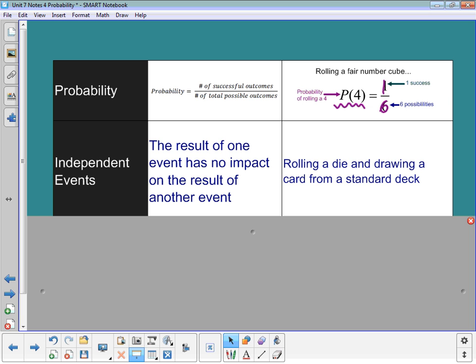So for example, rolling a die and drawing a card from a standard deck. When I roll a die and pull a card from a deck of cards, they don't have anything to do with each other. One is not affecting the other. That's what makes them independent.